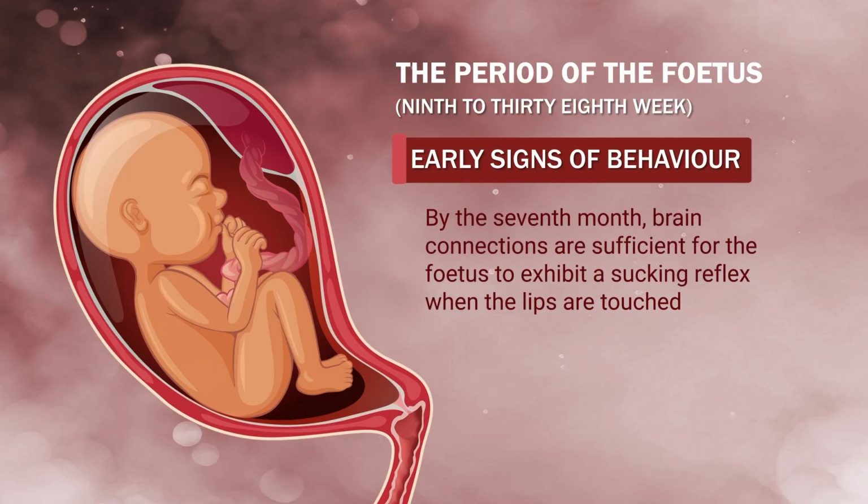Now, by the 7th month, brain connections are sufficient for the fetus to exhibit a sucking reflex when the lips are touched. So that is what happens when the child starts developing and exhibiting certain reflexes when there is some movement happening.